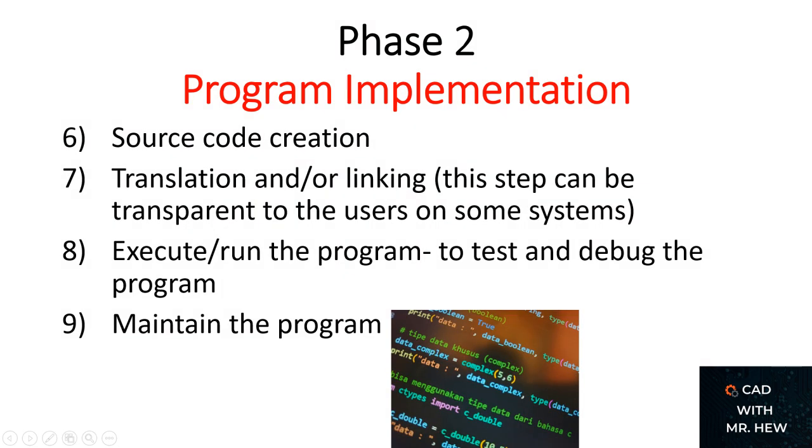Phase 2, program implementation. Continuing from phase 1, which is program design, we will have step 6. So step 6 includes source code creation. Step 7, translation and or linking. Step 8, execution or running the program. And this will include the testing and debugging of the program. And then step 9, maintain the program.